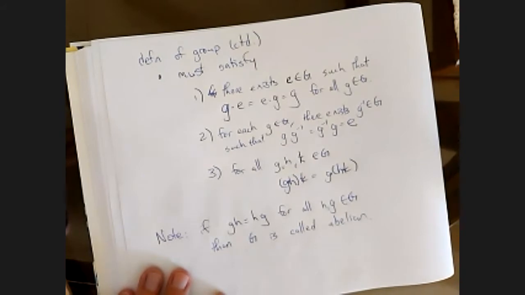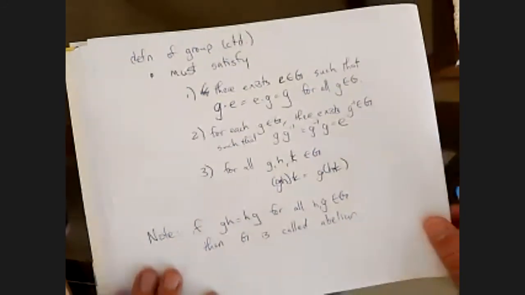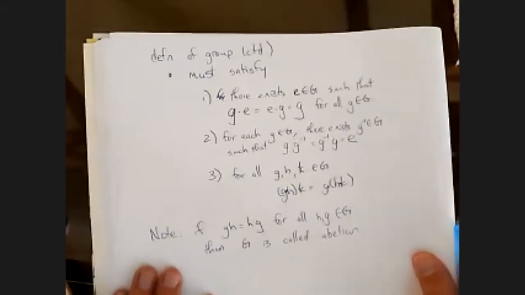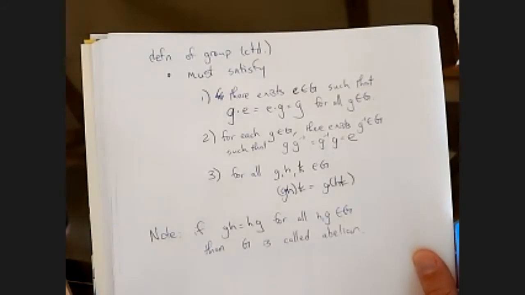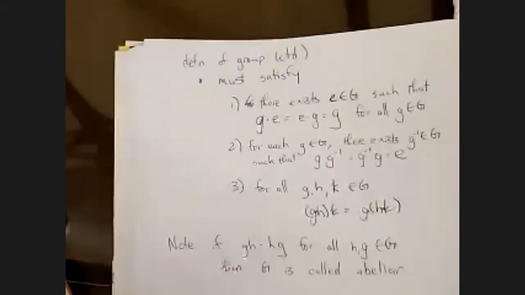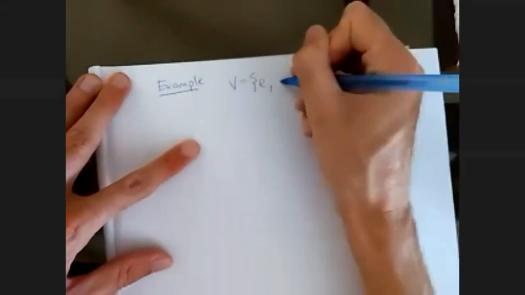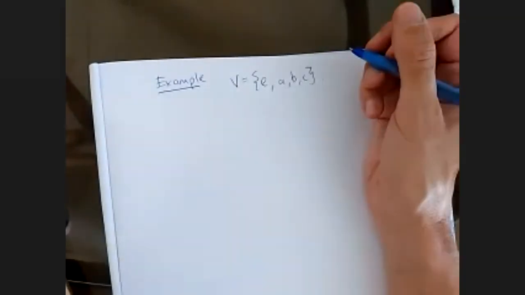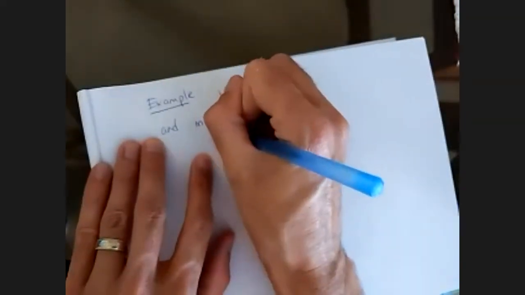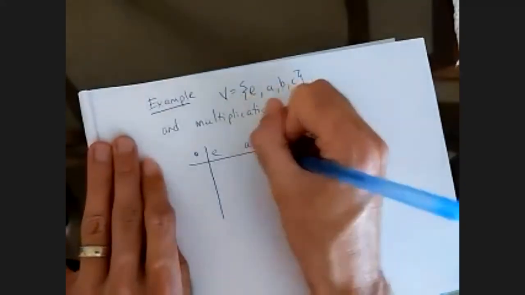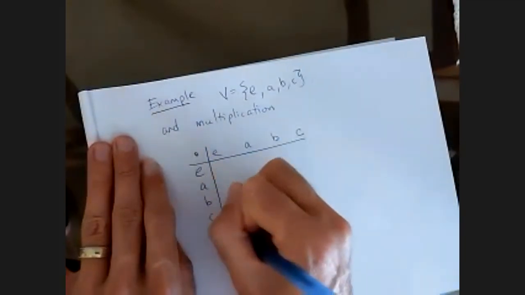To tell you a group, I have to tell you the elements of the group, and I also have to tell you how to multiply them. One way to do that is to give you a multiplication table, or to define multiplication in some other way. So let me try to give you an example of a group defined using a multiplication table, just a simple one. We'll do V is going to be e, a, b, c, and multiplication is going to be like this.